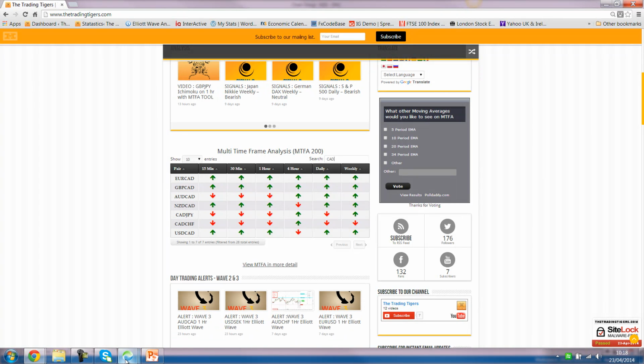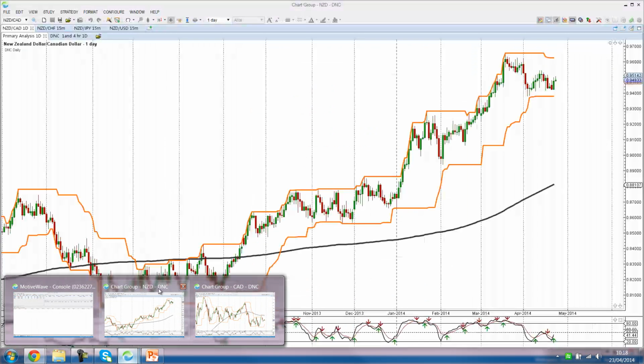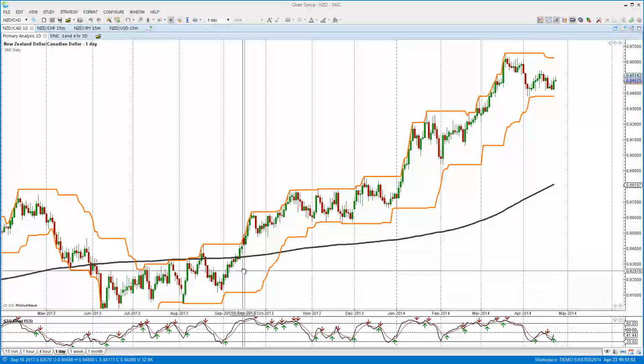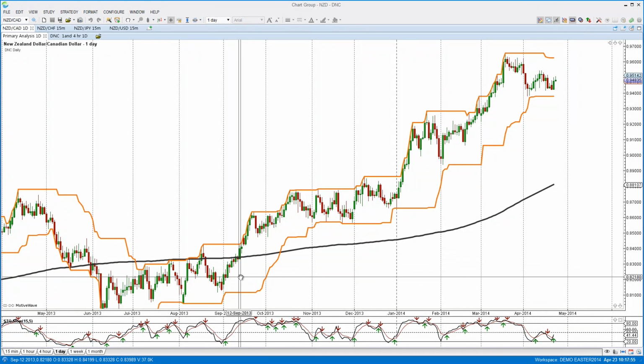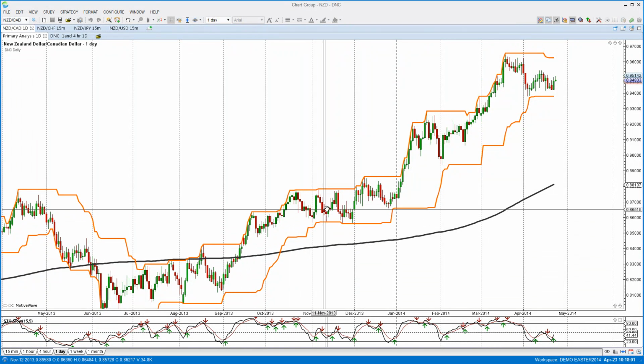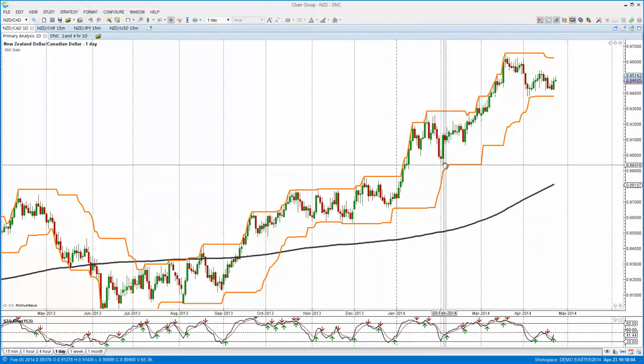So let's go to the charts now, and Kiwi Canadian dollar, this is the daily chart. As you can see, price has been going up all the way up since 12th of September, all the way up, giving us some good trade all the way through.